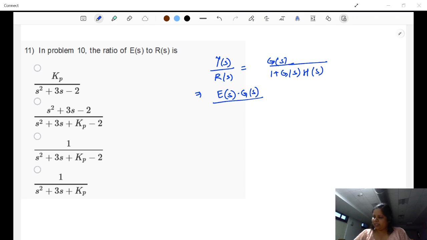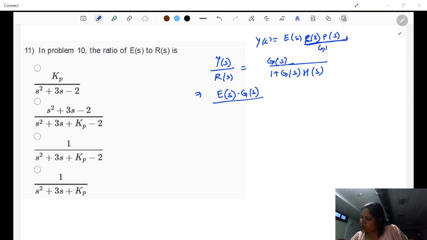So what is Y(s)? Y(s) is E(s) into C(s) into P(s). Right? You have the error, you multiply it with the controller, you multiply it with the plant transfer function. Now, this whole thing can be written as G(s).